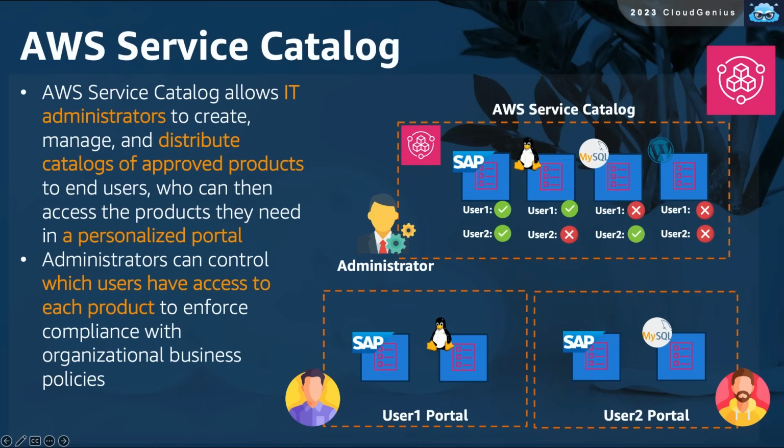AWS Service Catalog enables you to define and enforce governance policies, ensuring that users can only access and deploy the resources that have been pre-approved and compliant with organizational standards. The service provides a self-service portal, allowing end users to browse the available products and launch resources without needing to understand the underlying infrastructure details.